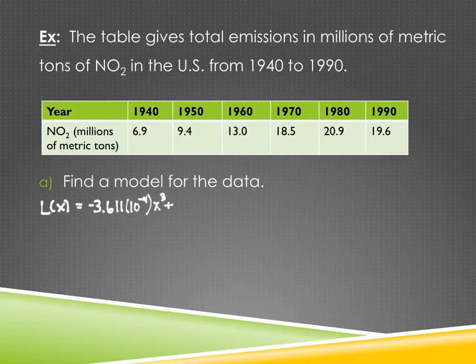plus 0.023 x squared plus 0.013 x plus 6.990. That's our equation. Oh, we didn't hit graph. Maybe we should have graphed this just to see that it works. I'll show you that it does.